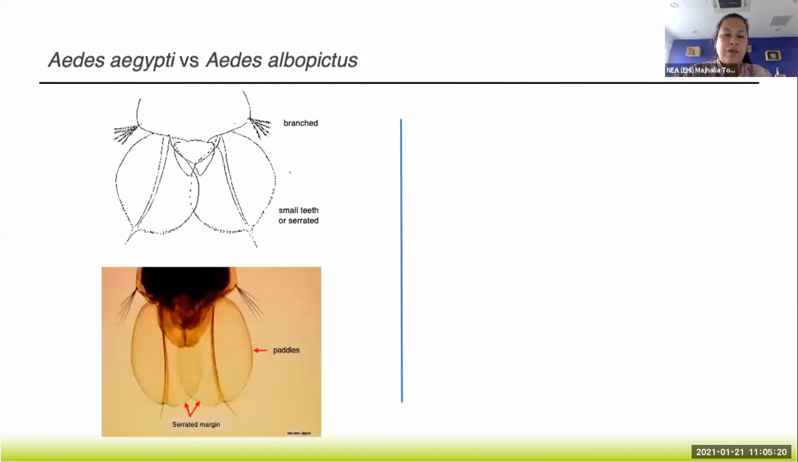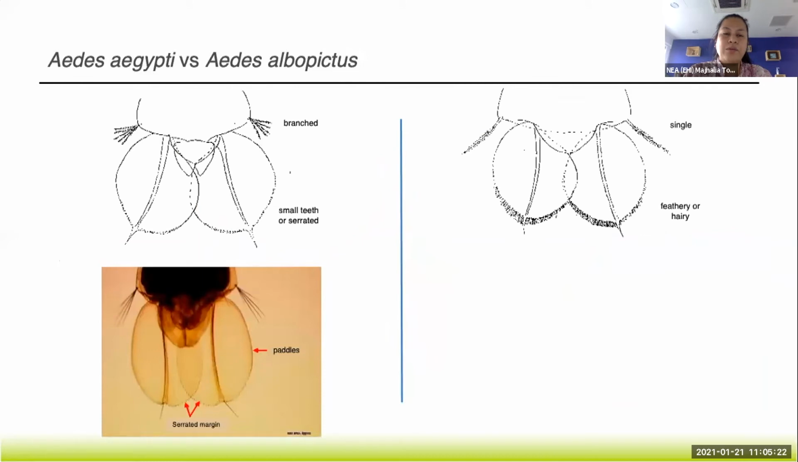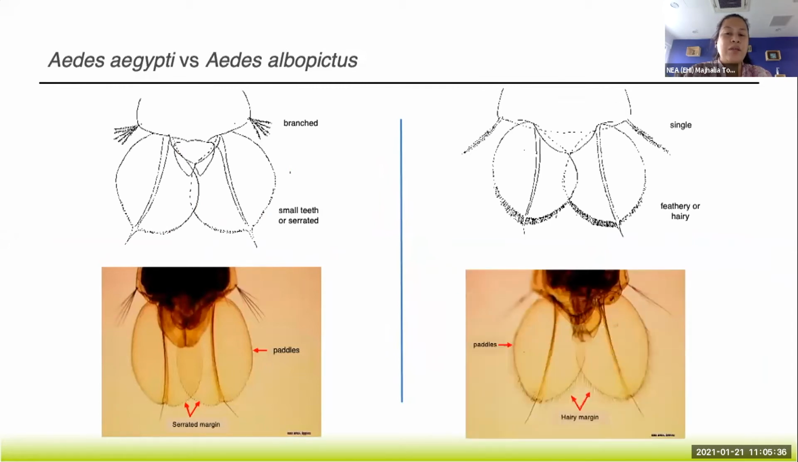And then if you have pupa, you can also differentiate between the 2 species. Aedes aegypti will have this serrated or small margin of the petals and branched hairs on the last segment of the pupa. But if you're dealing with Aedes albopictus, there is a fringe of hairs surrounding the petal.